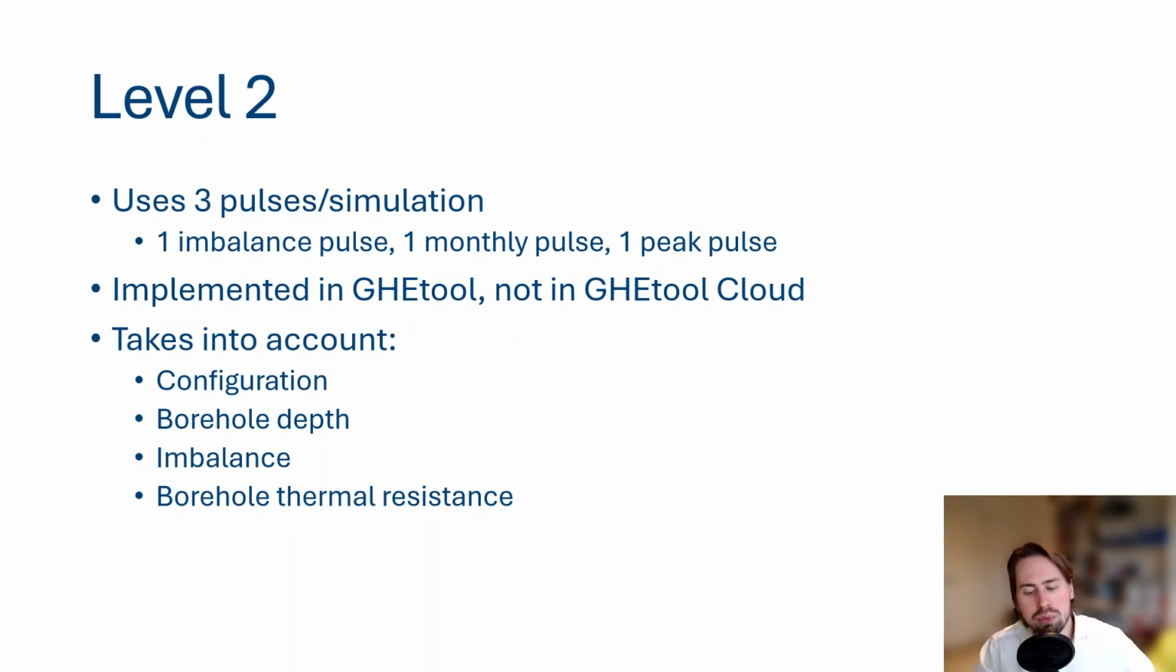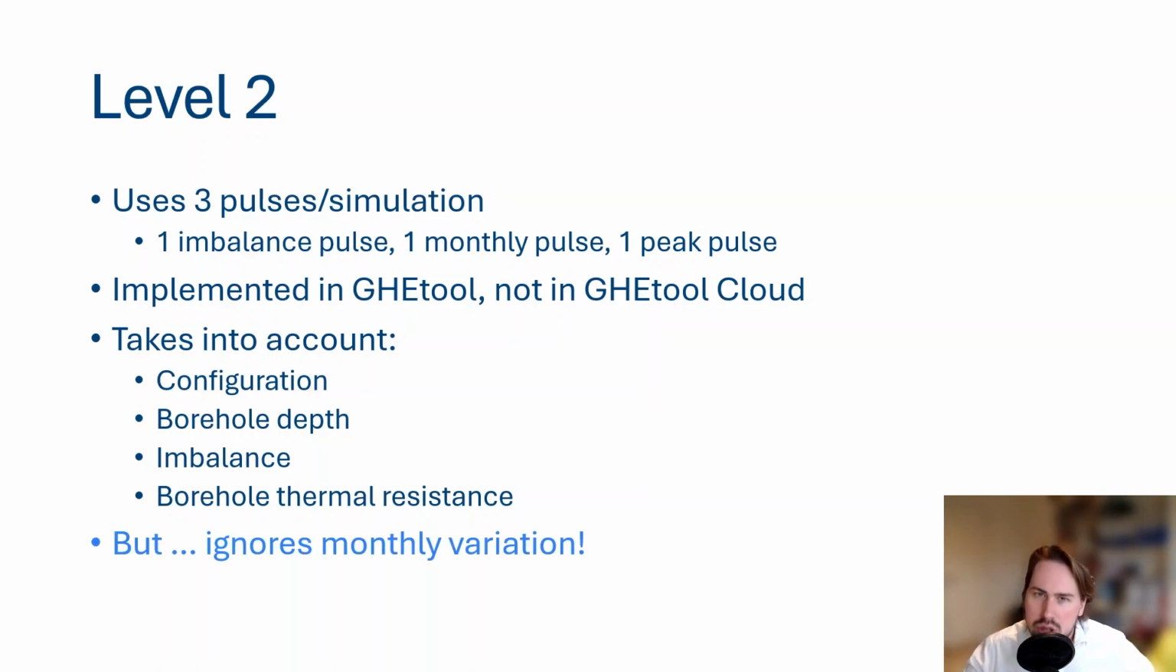So it's useful for cases in which you need 100,000 simulations, because then it makes a difference computationally. It takes into account the configuration, borehole depth, the imbalance, and the borehole thermal resistance. But it ignores again the monthly variation, because we only take into account a monthly and one peak pulse.